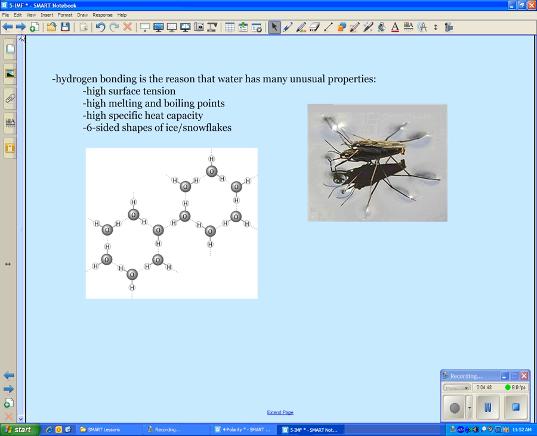Hydrogen bonding helps account for some of the unusual properties that water has. It has a very high surface tension, which you can see if you look at something like a water strider, the bug that's shown in the picture on the right. Water also has a very high melting and boiling point relative to what we would expect based on its number of electrons. It has a high specific heat capacity, and water molecules in solids always form six-sided shapes. So ice and snowflakes, you'll quite often see six sides.